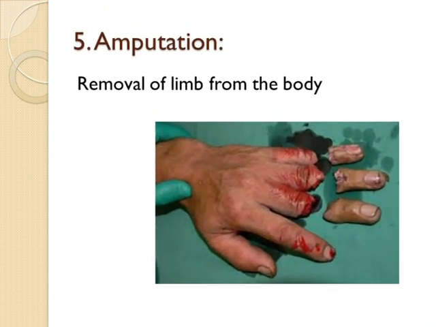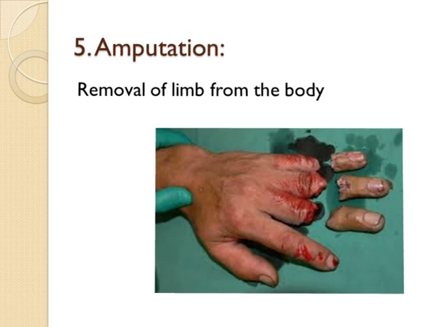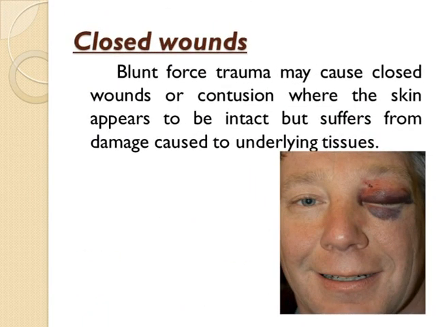And then we have amputations, which are the removal of a limb or a digit from the body. Then we come to closed wounds, where the major cause is blunt force trauma. It may cause closed wounds or contusions, where the skin appears to be totally intact but there is still damage to the underlying tissue, as shown in the photo with the black eye of this man.